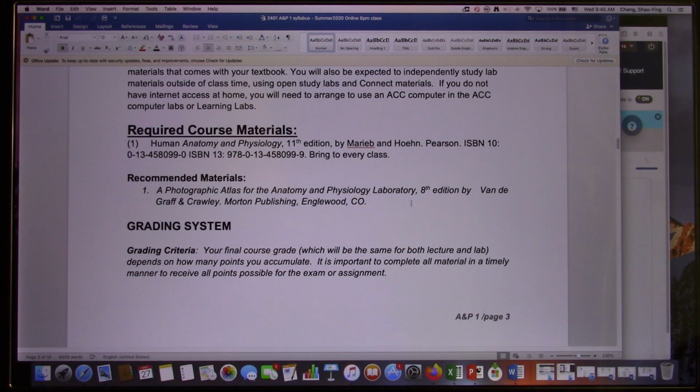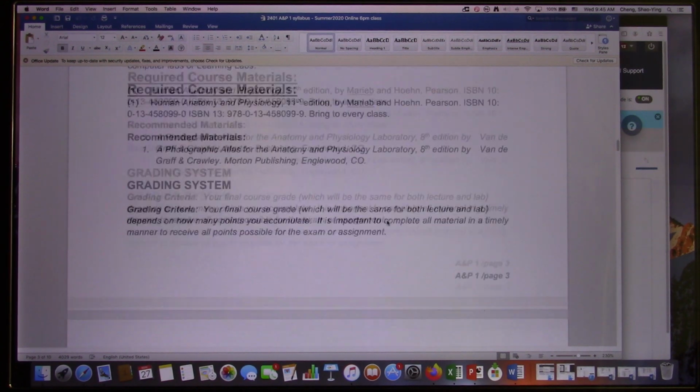If you don't have the atlas, you'll be fine. You can find the pictures in the lab. The atlas costs about $30 to $40, depending on where you purchase it, and I put it as recommended. So if you decide you don't want to buy it, you don't have to. You can use the book.